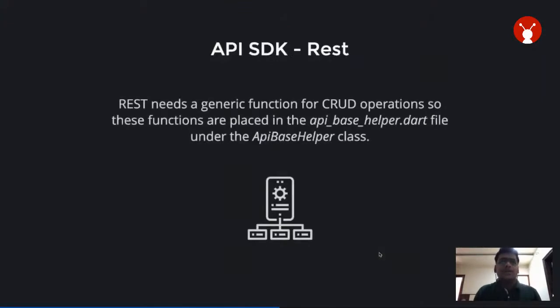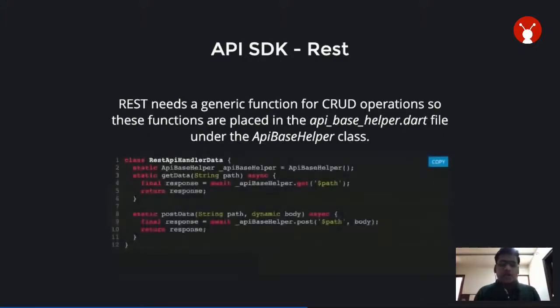Moving on, I'll be discussing the REST API SDK. As we all know, REST needs generic functions for CRUD operations. So these functions are already placed in the api_base_helper.dart file. You don't have to create the CRUD operations for your REST API. You don't have to write the HTTP calls. These are all done for you.